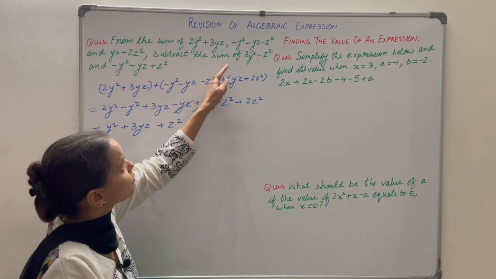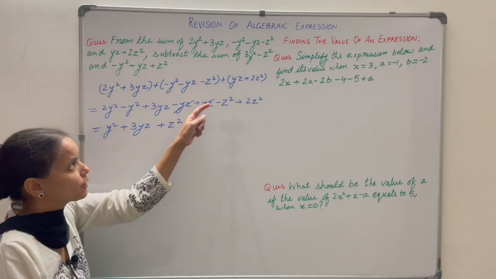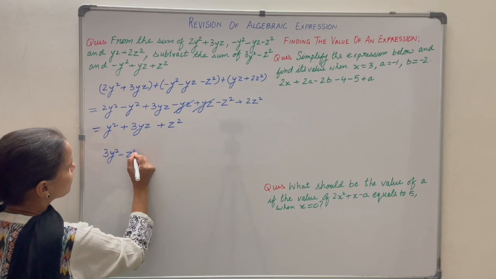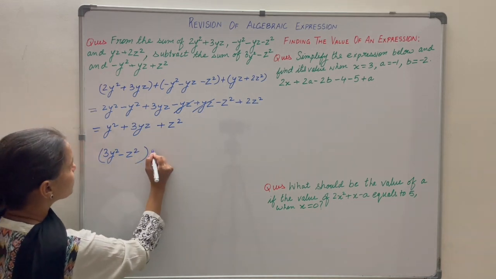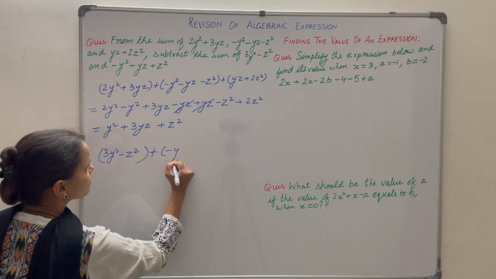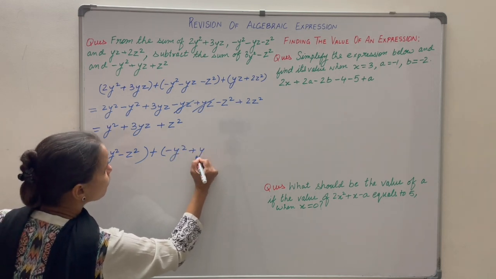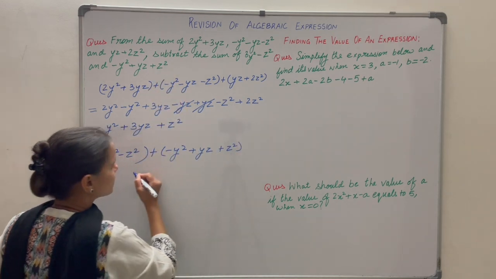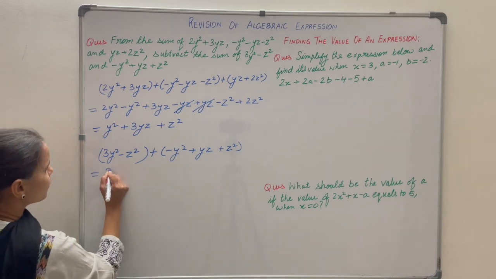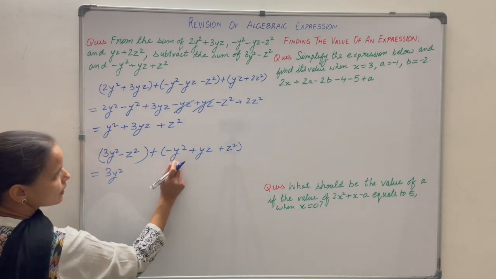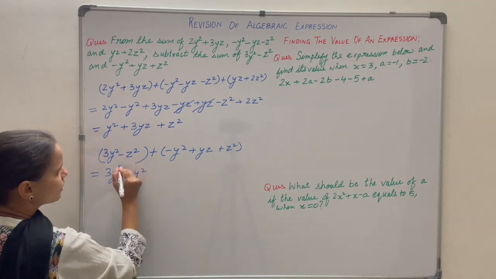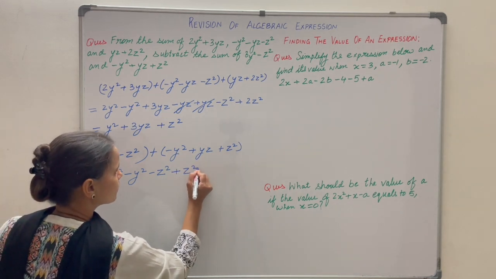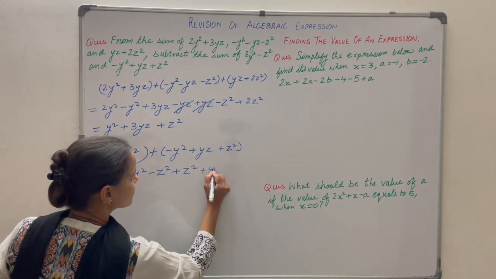You have to subtract the sum of these two expressions. So first let us add these two. It is 3y square minus z square. This you have to add to minus y square plus of yz plus z square. So now let us group the like terms. So here you have 3y square. Here you have minus y square, minus z square. Here plus z square. Then plus yz.